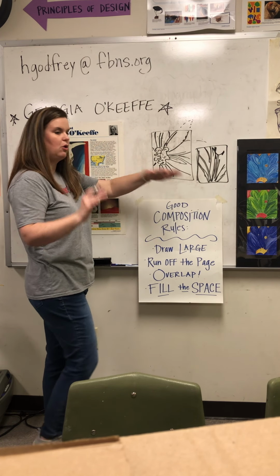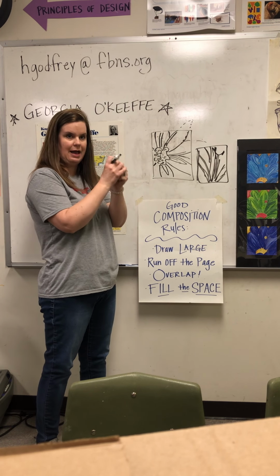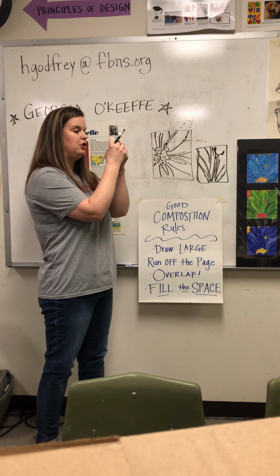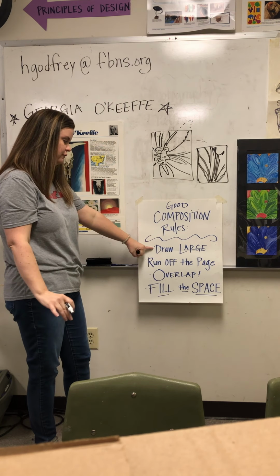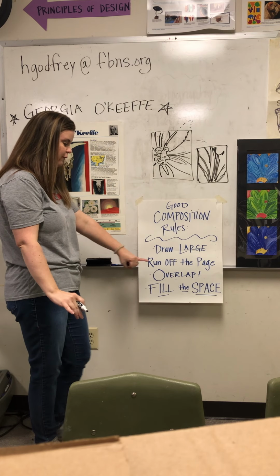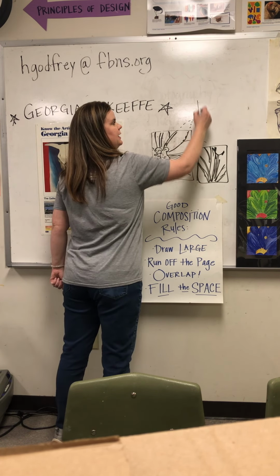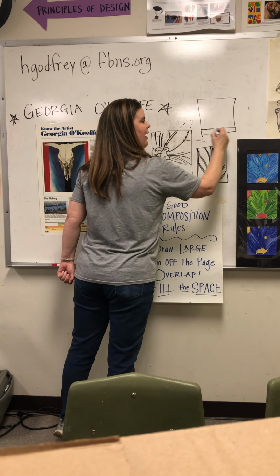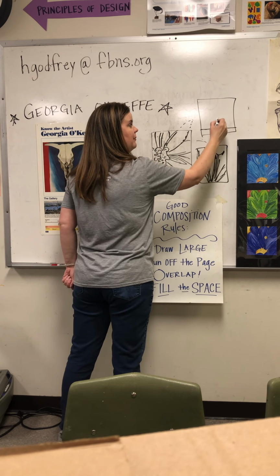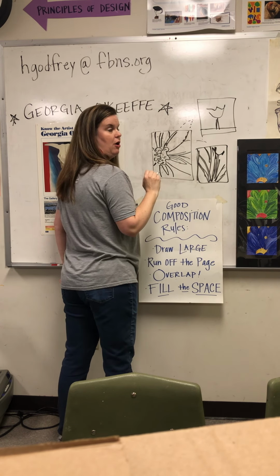Now, once you have taken something very small, like a flower or a leaf, and blown it up to where it's huge and fills the page on your white piece of paper, you've drawn large, you've run things off the page, you've overlapped, and you have filled the space. I do not want to see someone do a drawing where they have a ground with something coming just up out of the center of whatever you're going to be drawing.